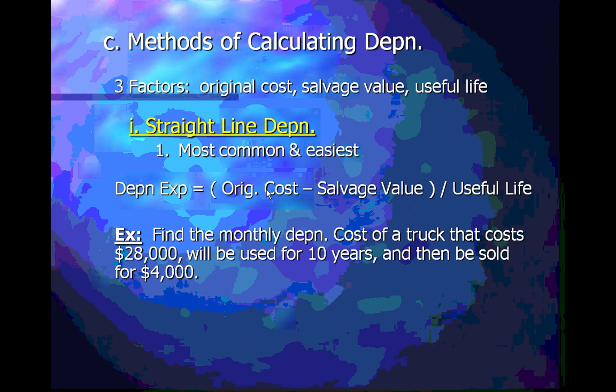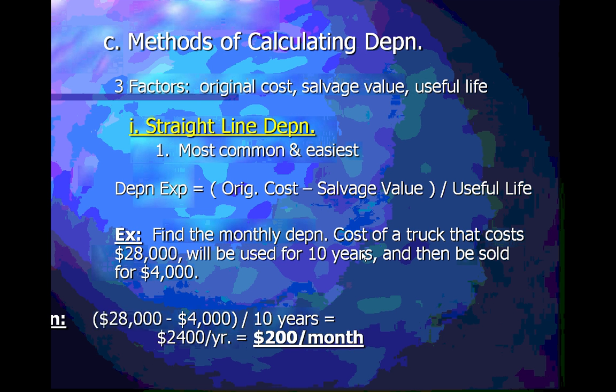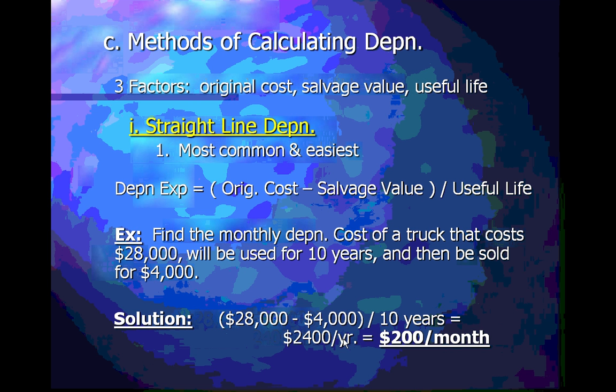Okay, so here's an example, right? Monthly depreciation cost of a truck that costs 28 grand, it's going to be used for 10 years, then it's sold for 4 grand. Well, original cost is 28 grand, salvage is the 4,000, so that's 28 minus 4. Your numerator is going to be 24 when you subtract them. The bottom of the fraction is going to be 10 years. What's 24 divided by 10? Pretty straightforward. You're going to get 2,400 a year or $200 a month. Divide 2,400 by 12, and that's where you get the 200. Okay, I hope that's very straightforward.